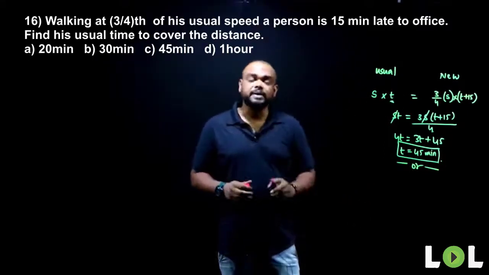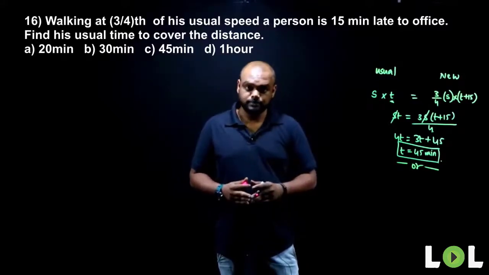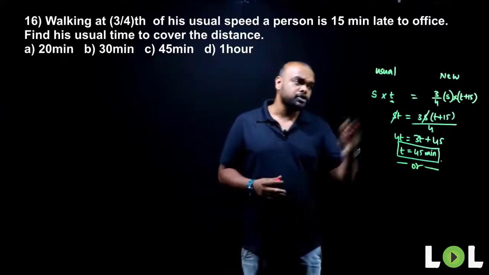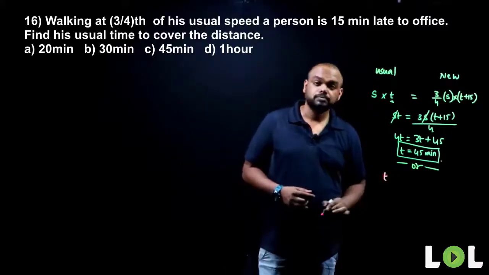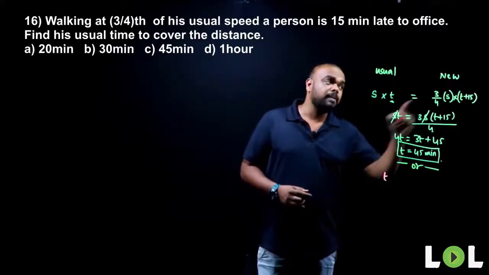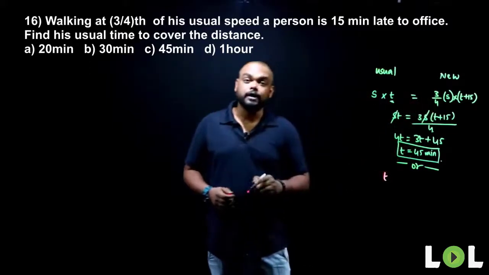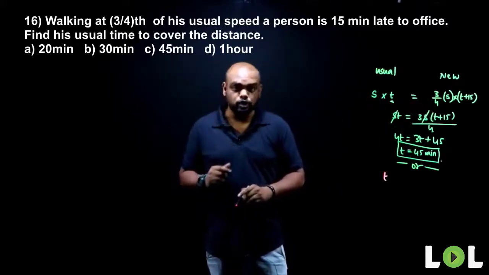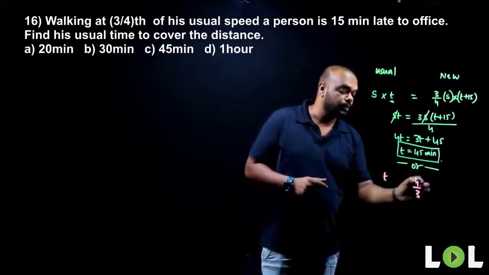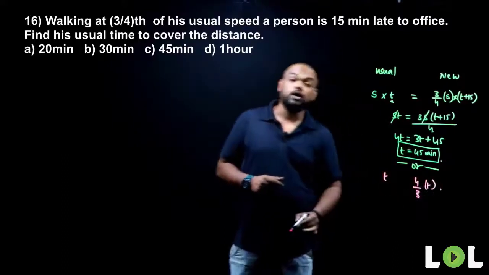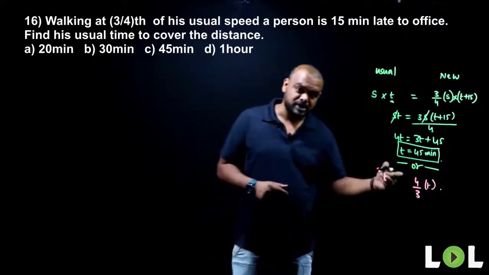Speed becomes 3/4 means the time becomes 4/3. Let us assume his usual time is t. Now, speed becomes 3/4 of the usual speed. Recall, speed is inversely proportional to time taken. If speed becomes 3/4, the new time should become 4/3 of the usual time. Reverse proportionality concept.